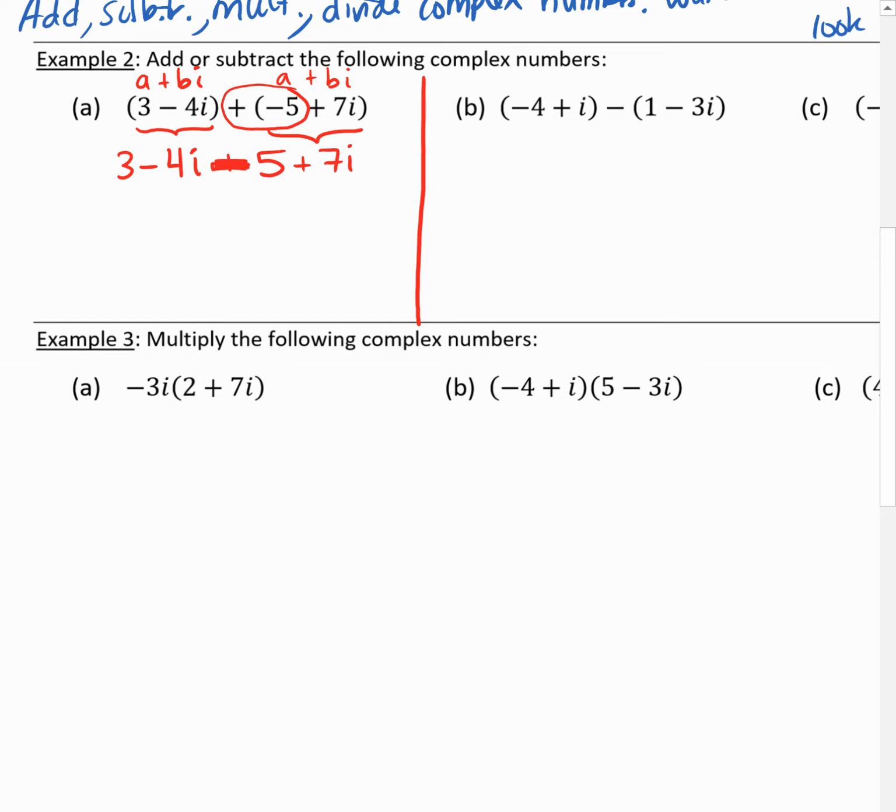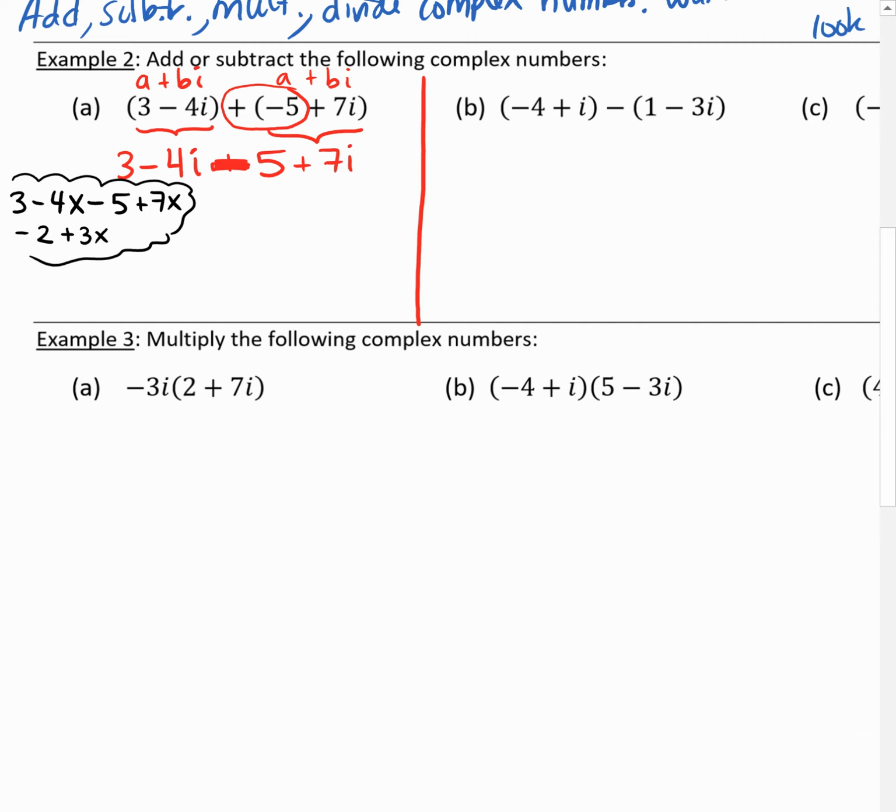You don't really need to put the plus. And the best thing about this is exactly what you would think. Imagine the i's were just x's. What if this was 3 minus 4x minus 5 plus 7x? You just combine like terms, right? It would be the 3 and the -5 make -2, the -4x and the 7x make 3x.